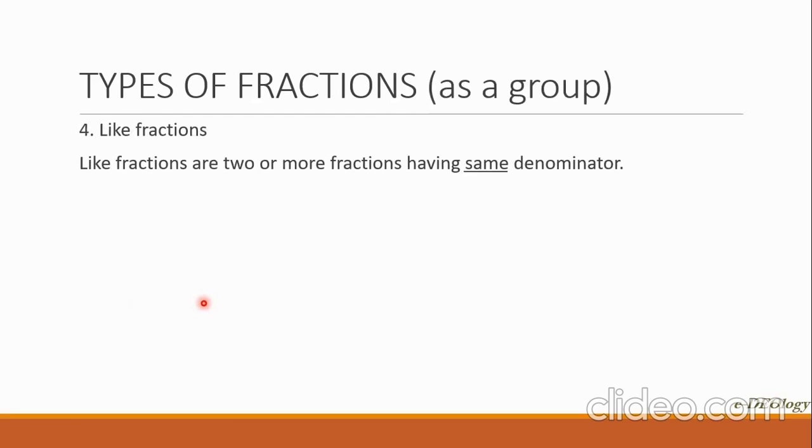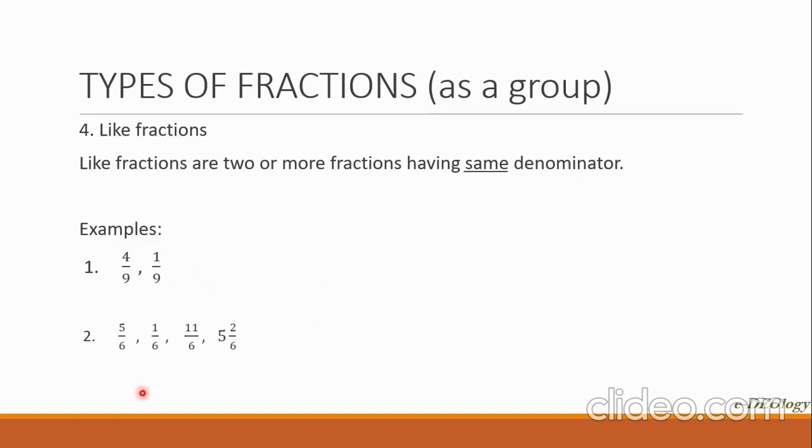The fourth type of fractions with respect to grouping is what we call like fractions. As defined, like fractions are 2 or more fractions having same denominator. The first example here, we have two fractions, 4 over 9 and 1 over 9. They have same denominator.